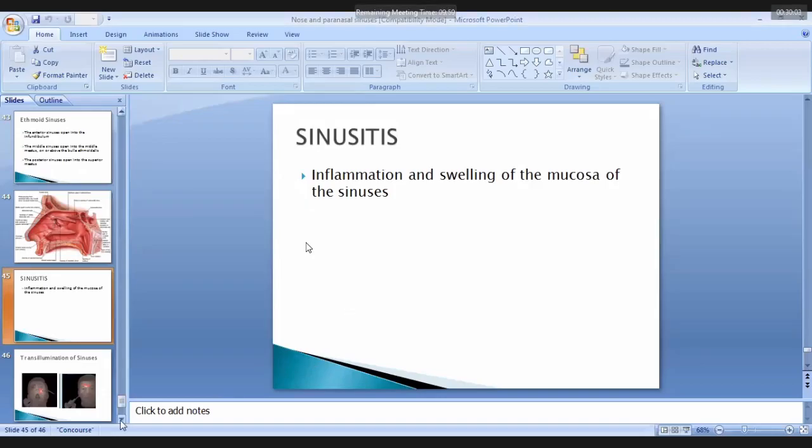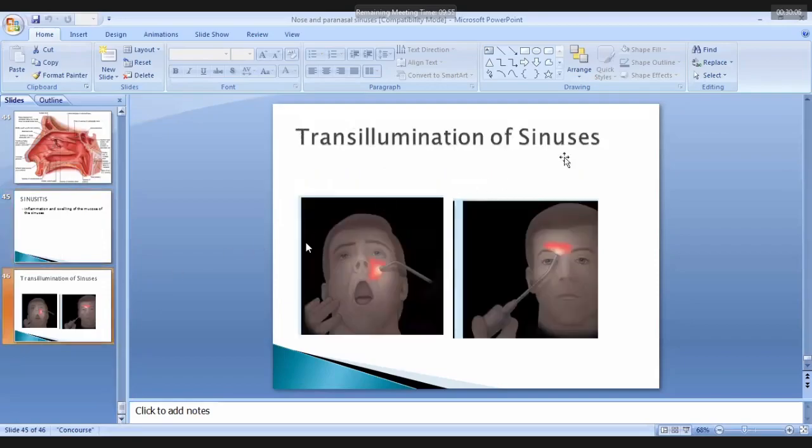A clinical examination related to these sinuses is known as transillumination of the sinuses. Usually we transilluminate or test two sinuses, the maxillary sinus and the frontal sinus, because these two sinuses are located superficially and you can easily identify any inflammation of them. But the two other sinuses, the sphenoidal sinus and ethmoidal sinus, are located deeper in the bones. So they are not tested with the transillumination test.